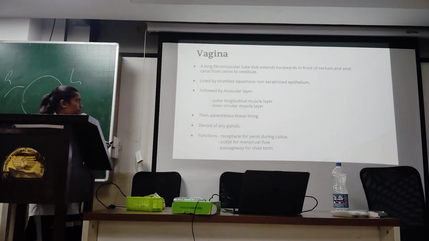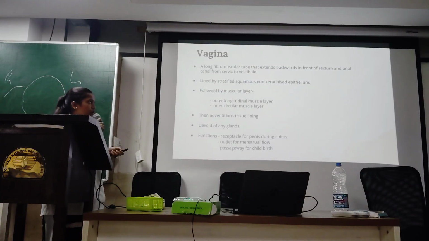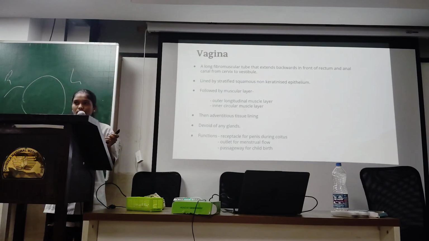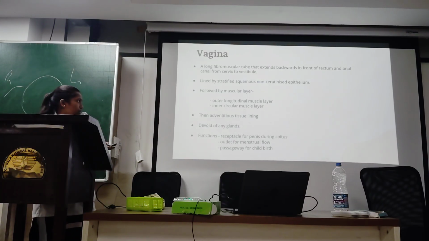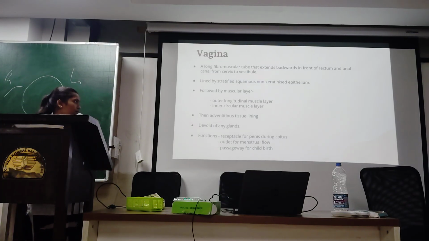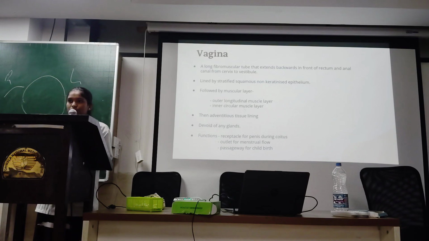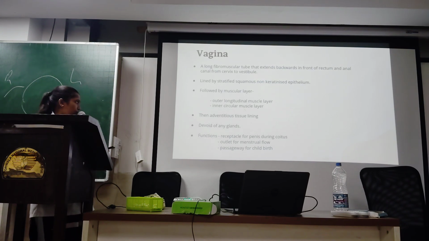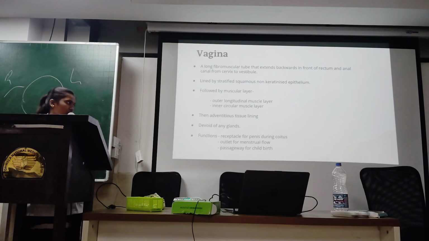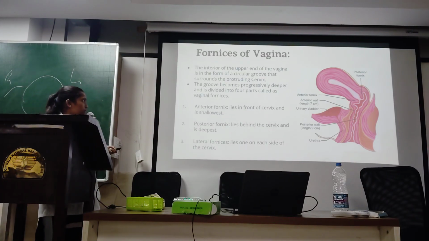Then comes the vagina, which is a long fibromuscular tube that extends backward in front of the rectum and anal canal, from the cervix to the vestibule. It is lined by stratified squamous non-keratinized epithelium, and has two muscular layers, an outer longitudinal and an inner circular layer, with adventitious tissue lining. It has no glands, and its functions are: receptacle for the penis during coitus, outlet for menstrual flow, and passageway for childbirth. Then come the fornices.